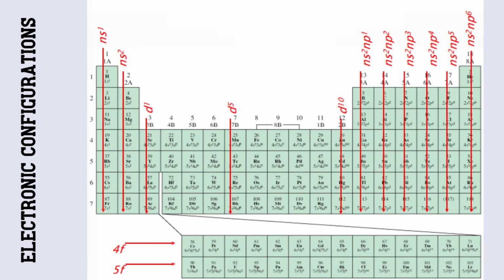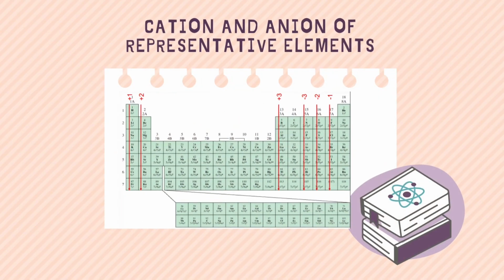This table shows the electronic configuration in the periodic table. Next, the periodic table can also show the cation and anion of representative elements.